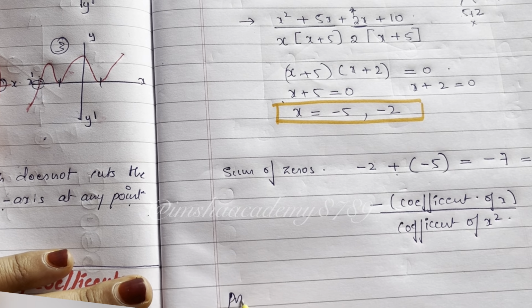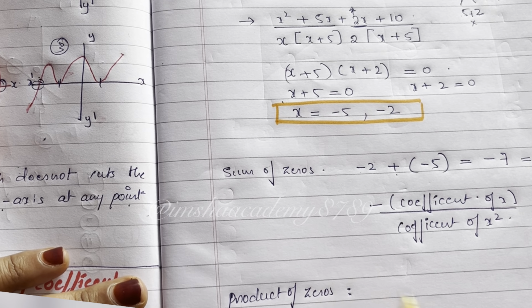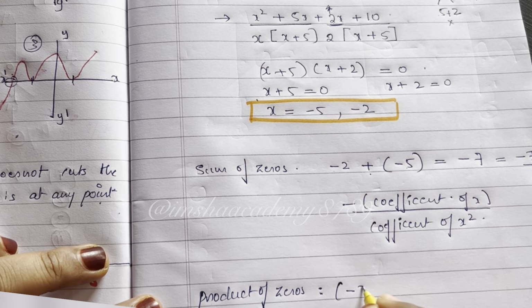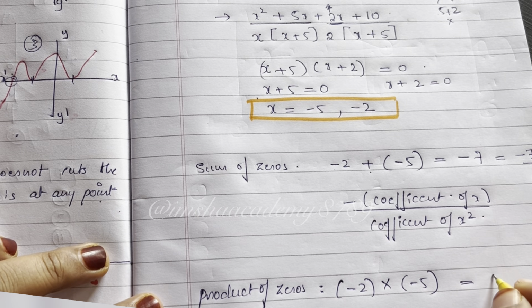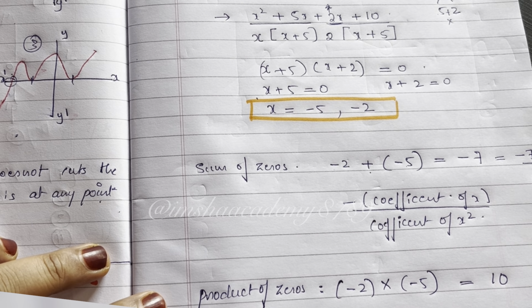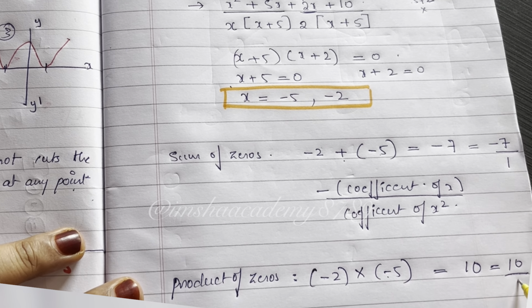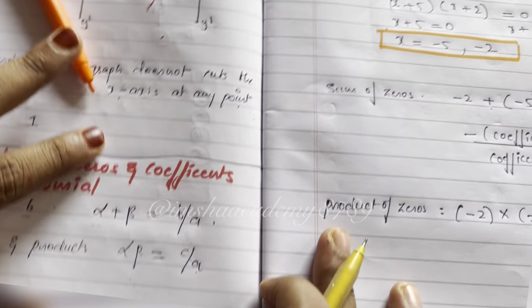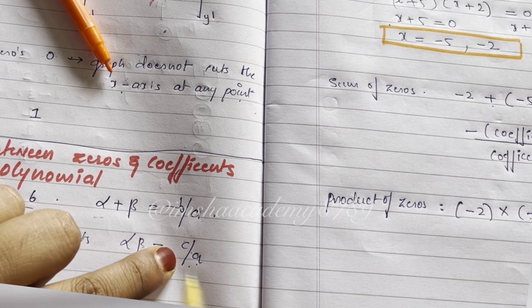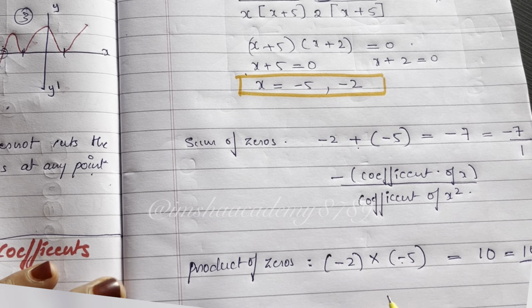Then the product of zeros: minus 2 into minus 5, so it will be 10. Minus into minus is plus, so you can write it as 10 by 1. So it should be in the form of c by a. Right? It should be in the form of c by a. c is nothing but 10 and a is nothing but 1. So 10 by 1. So what is that?